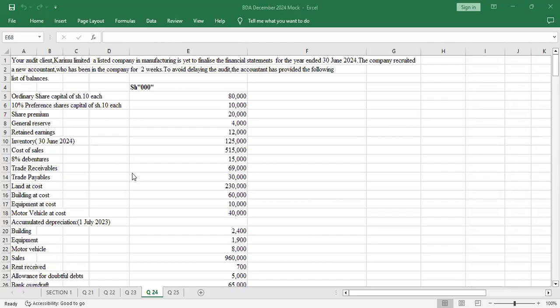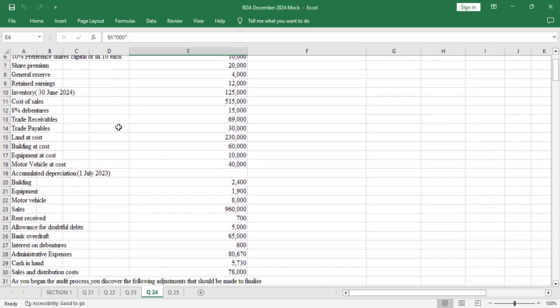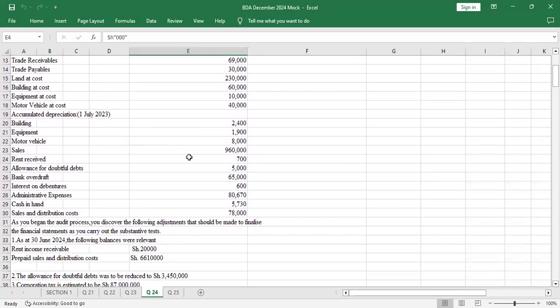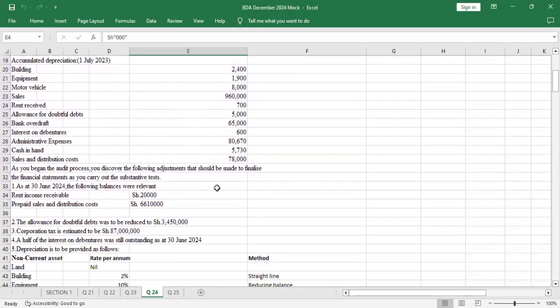Your audit client, Karim Limited, a listed company in manufacturing, is yet to finalize the financial statements for the year ended 30th June 2024. The company recruited a new accountant who has been in the company for 2 weeks. To avoid delaying the audit, the accountant has provided the following list of balances. The shillings are in thousands, from ordinary share capital of shillings 10 each, all the way to sales and distribution costs. As you began the audit process, you discovered the following adjustments that should be made to finalize the financial statements as you carry out the substantive tests.